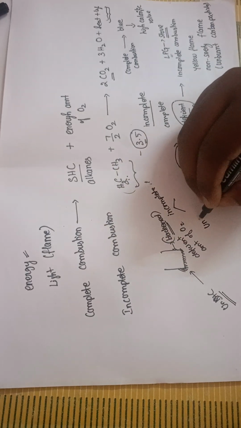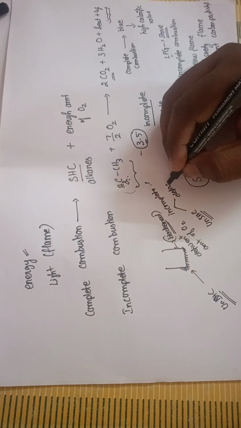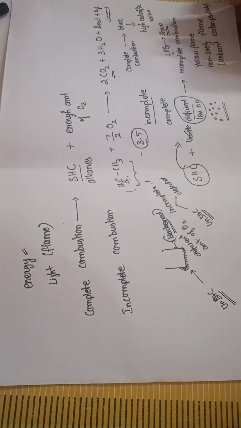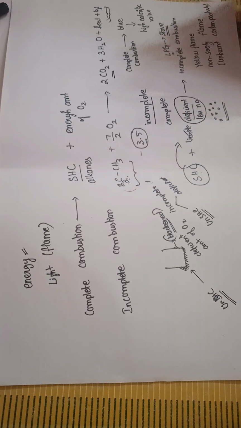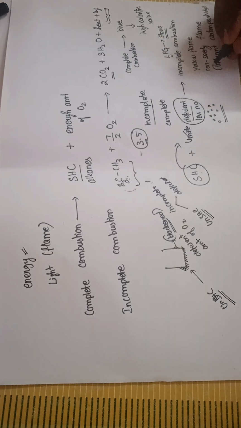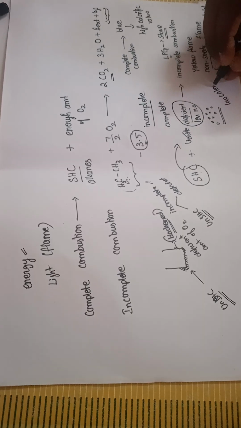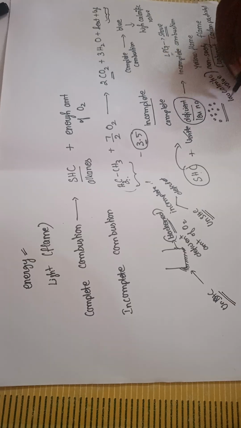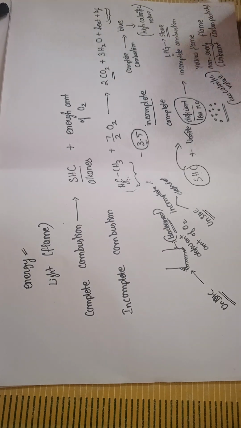One is unsaturated hydrocarbon, another condition is deficient amount of oxygen. Under these two conditions, the fuel will not undergo complete combustion, it will undergo incomplete combustion. Incomplete combustion results in blackening, otherwise known as a sooty flame, which has low calorific value. High calorific value means it produces a lot of heat energy. Low calorific value means much less energy, because all the carbon is not undergoing combustion.